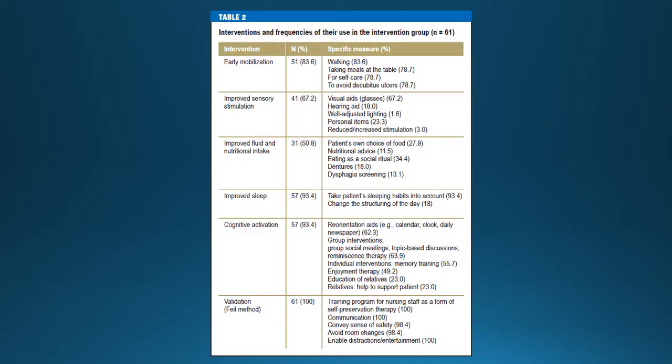This table shows the specific interventions that were utilized during the study within the intervention group to prevent the occurrence of postoperative delirium. Some of the interventions used included early mobilization, such as walking and taking meals at the table, improving sensory stimulation by ensuring patients had their glasses or hearing aids available and allowing personal items, improving sleep habits by taking into account the patient's own sleep habits and changing structure of the day if necessary, engaging the patients in cognitive activation through the use of reorientation aids such as a calendar or clock, group social meetings, and memory training. And finally, various validation techniques such as avoiding room changes and enabling distractions and entertainment were used.